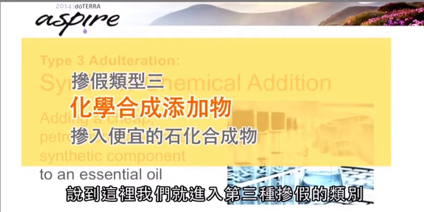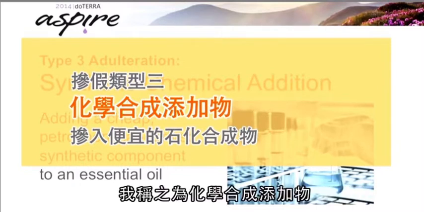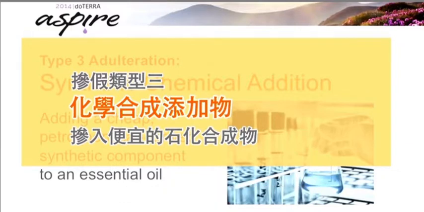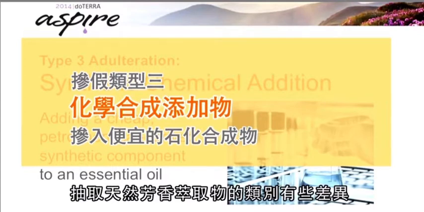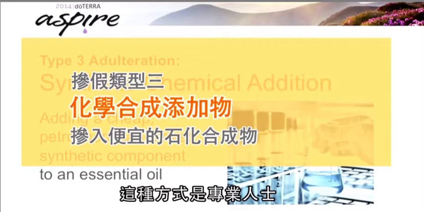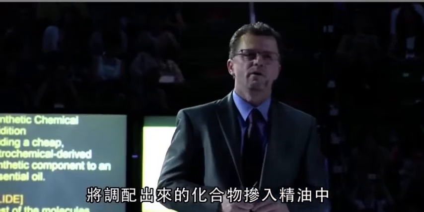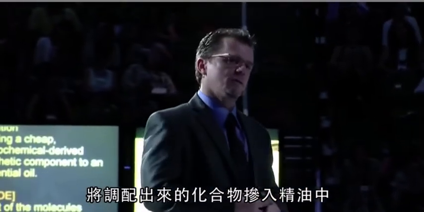This brings us to the third type of adulteration, and that's what I call synthetic chemical addition. Now, this is a little bit different than the previous type where we take a natural isolate from an essential oil. This is where the compounder would take a petrochemical derived synthetic component and add it to the essential oil.